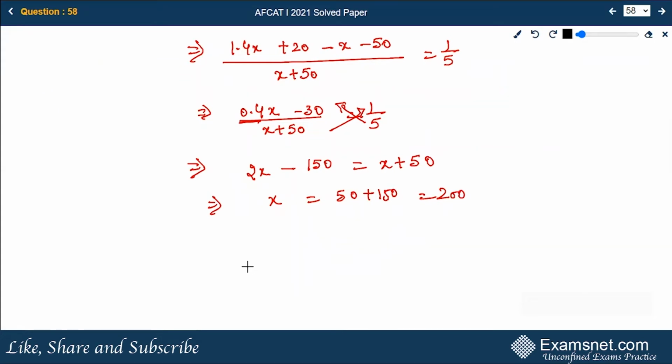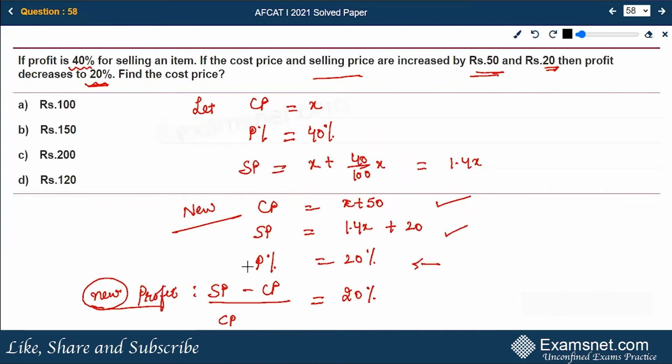So that was our answer. We had to find out the value of the cost price. The cost price we assumed as x. So the answer to this question is option C, 200.